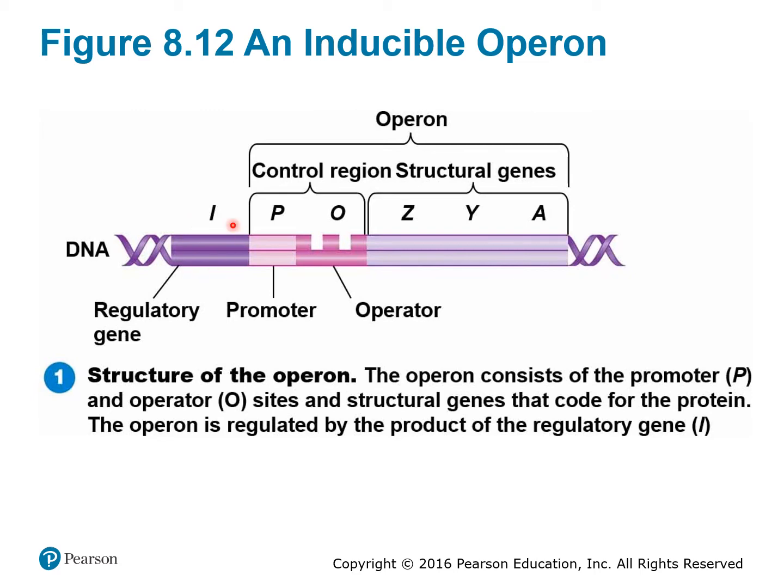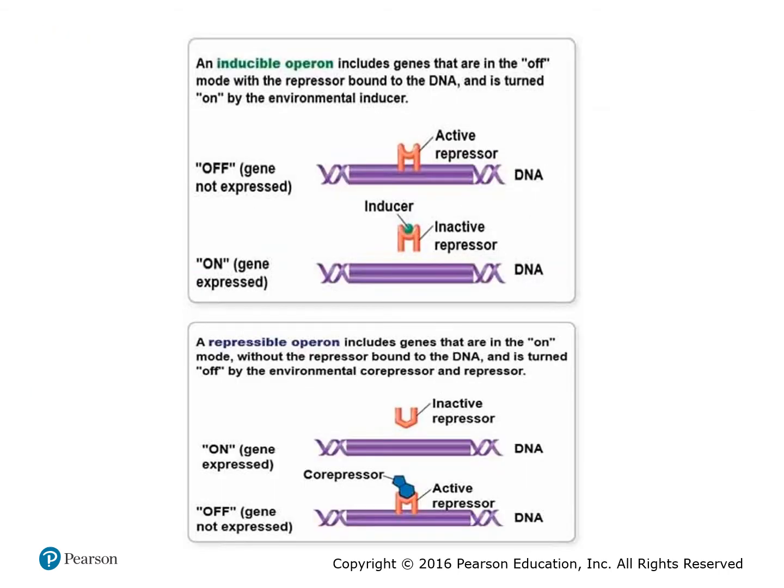And so that regulatory gene is what's going to determine if transcription is going to proceed or if transcription is going to be inhibited, because that regulatory gene can code and translate that DNA sequence into repressor proteins. There are two types of operons, inducible operons or repressible operons.